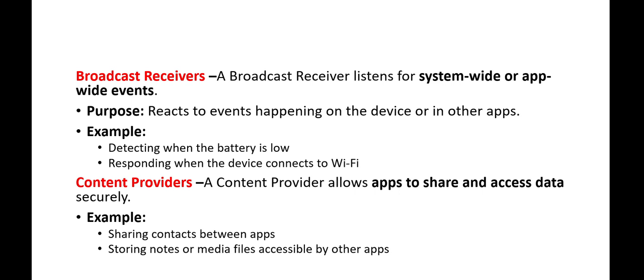Next, broadcast receivers. They react to the event happening on the device and give the notification about the event. For example, detecting when the battery is low, responding when the device connects to Wi-Fi. Next thing is content providers. A content provider allows apps to share and access data securely. Example, sharing contacts between apps, storing notes or media files accessible by other apps.